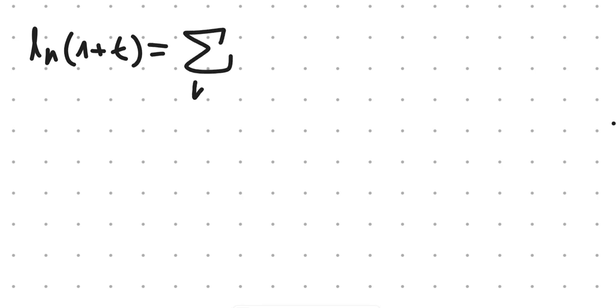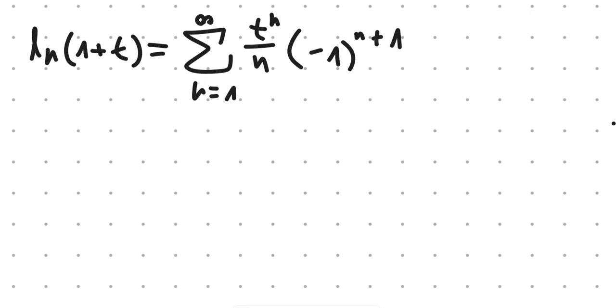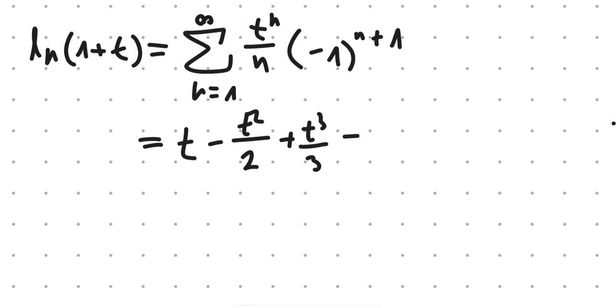Now let's continue. Ln of 1 plus t is also known as the infinite sum, with n going from 1 to infinity, of t to the n divided by n, times negative 1 to the n plus 1. Using this sigma, we can represent it as an infinite sum: t minus t to the second power over 2, plus t to the third power over 3, minus t to the fourth power over 4, and so on forever. This is the infinite sum of ln of 1 plus t.